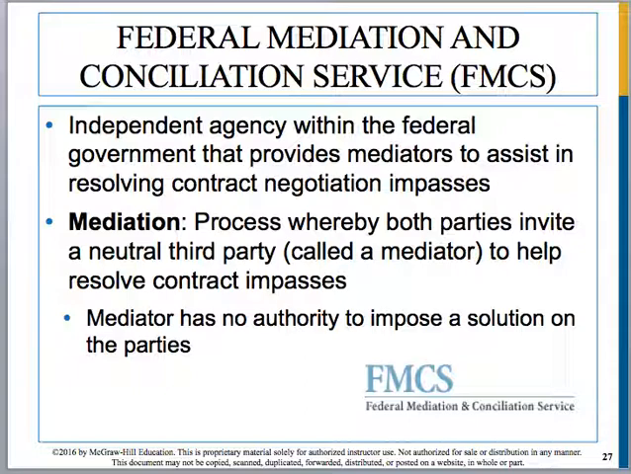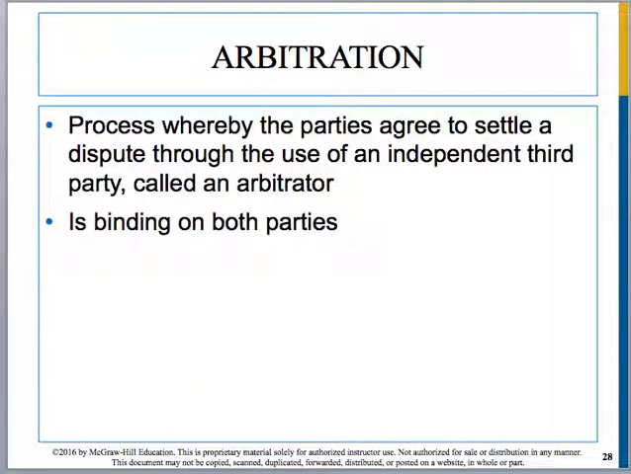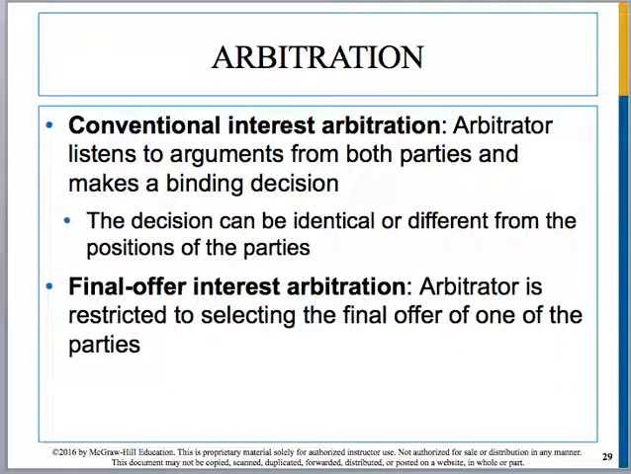Mediation has a neutral third party. That person is a mediator, and they come in to help resolve contract impasses. They have no authority to impose a solution on either party. Arbitration is binding on both parties, and that's where you agree to settle a dispute through the use of a third party called an arbitrator. In conventional interest arbitration, they listen to both sides and then make a decision that is legally binding. It could be identical to the positions of the parties, or different from the positions of either party. Then you have final offer interest arbitration, where the arbitrator is restricted to only selecting the final offer of one of the parties. So they have to choose.